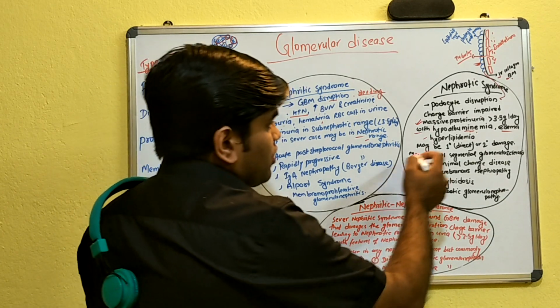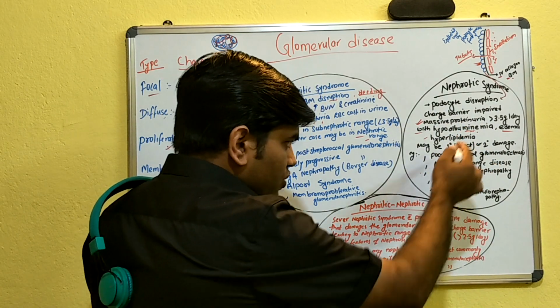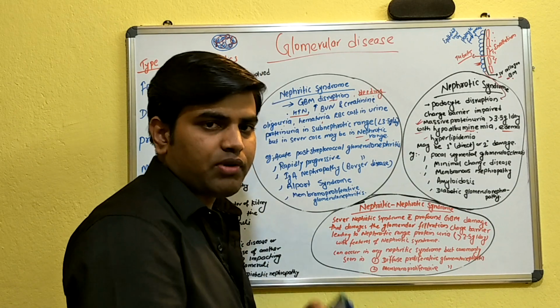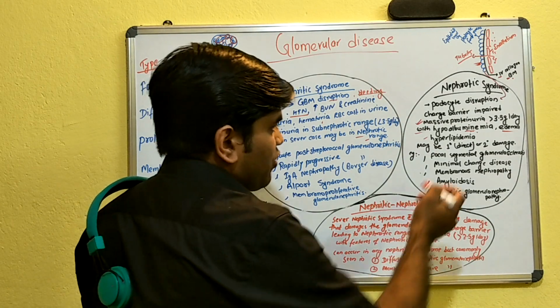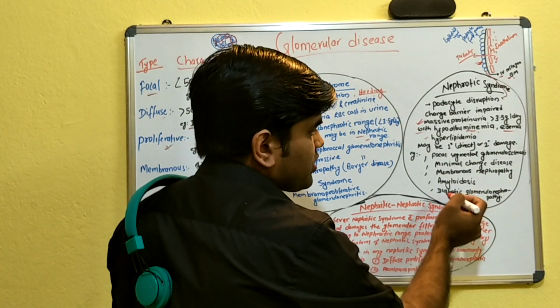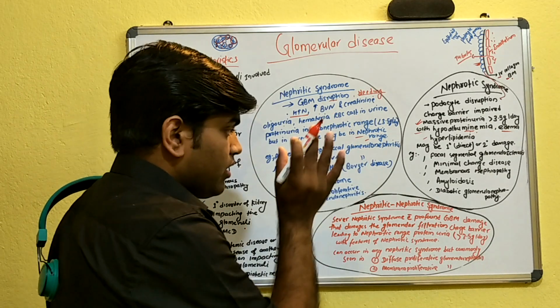Now coming to the causes, which may be primary or secondary. The causes are responsible for primary damage of the kidney or arise from a systemic disease as well. The examples are focal segmental glomerulosclerosis, minimal change disease, membranous nephropathy, amyloidosis, and diabetic glomerulopathy. We'll come and discuss them in detail.